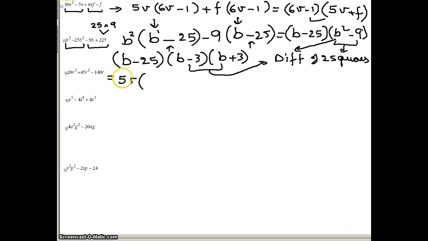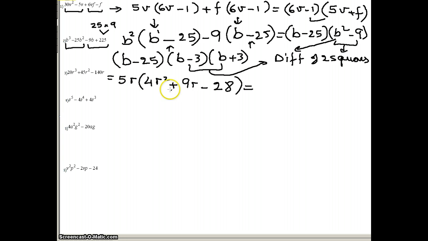So what's the number you multiply by 5r to give you 20r cubed? It would be 4r squared. What's the number you multiply by 5r to give you 45r squared? This would be 9r. 5 times 9 is 45, and r times r is r squared. Finally, what's the number you multiply by 5 to give you 140? 14 divided by 5 is 2. The remainder is 4. 40 divided by 5 is 8. So that would be negative 28. And already we have r here. So that would be negative 140r.